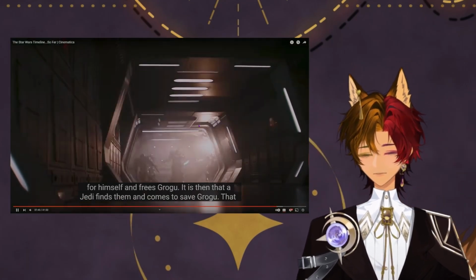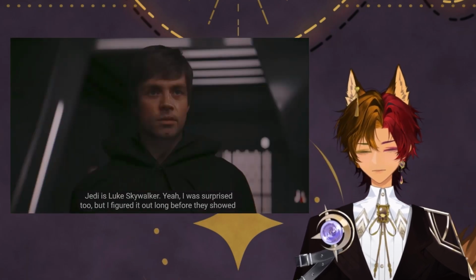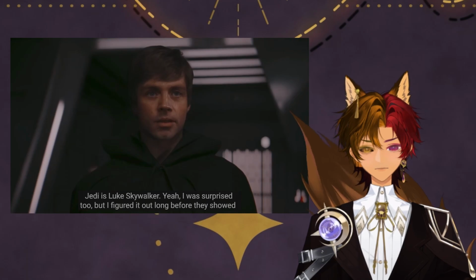It's then that a Jedi finds them and comes to save Grogu. That Jedi is Luke Skywalker. Yeah, I was surprised too, but I figured it out long before they showed his face.